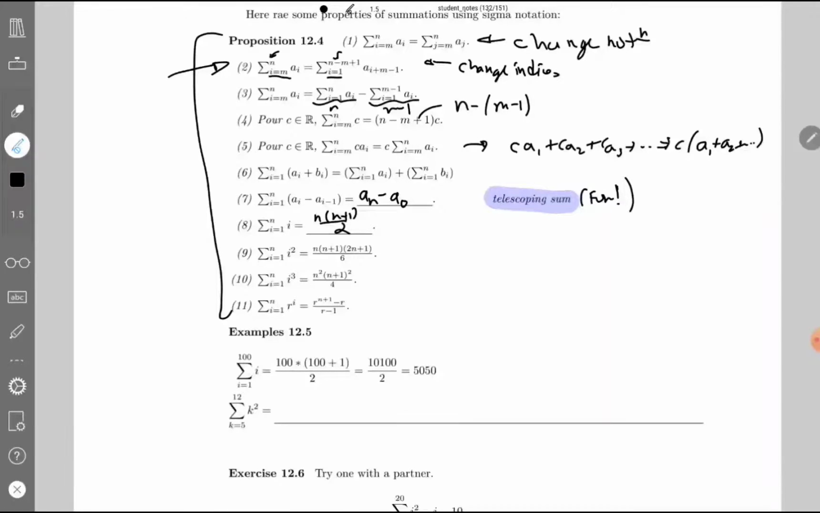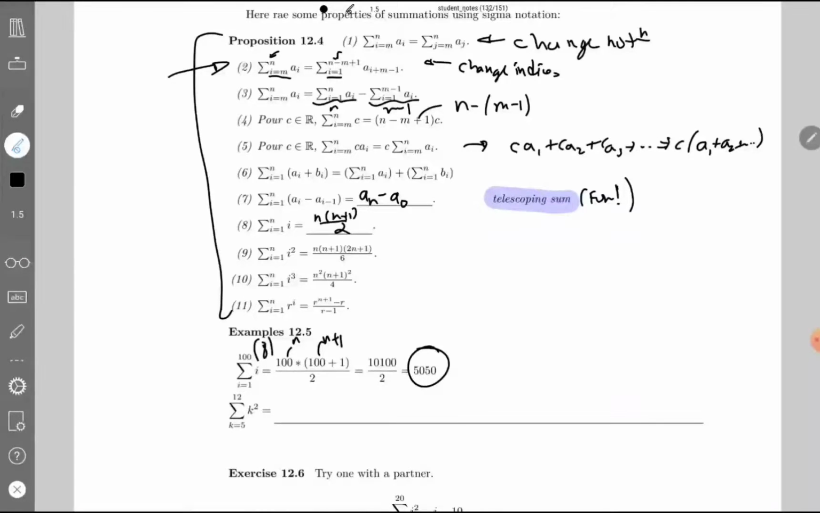So we can actually use this information to help us with our problems. For example, if I have this summation, the sum of i equals 1 to 100 of i, well, I've seen this, right? This is just number 8. So this is n times n plus 1 over 2. Here my n is 100. So I get 100 times 101 divided by 2. And so I get that. Fairly easy.